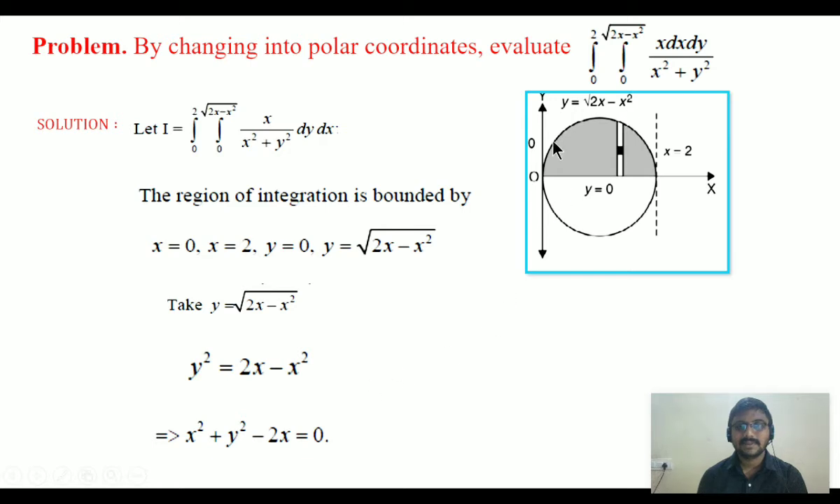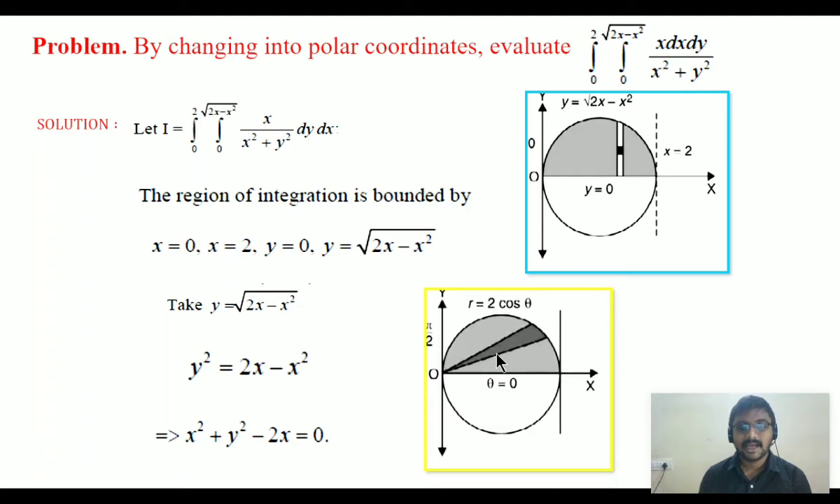So it is the rough sketch of the diagram in the Cartesian system, and it will be the diagram in the polar system. Clearly, the circle in the Cartesian system is y equal to root of 2x minus x square. In the polar system, the circle equation is r equal to 2 cos theta.